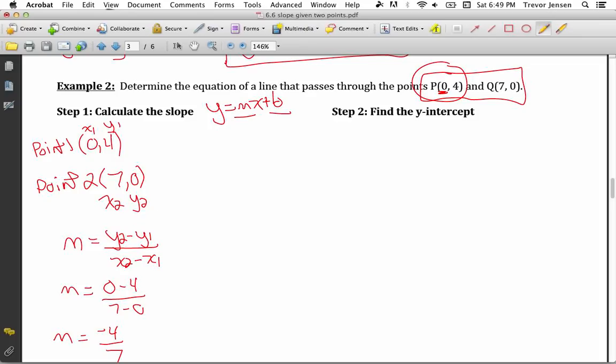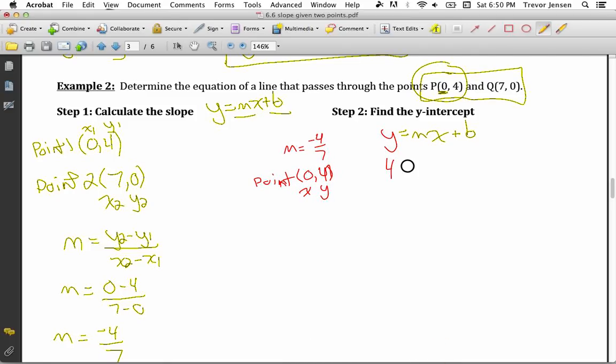So in order to solve for the y-intercept, I need to plug in for y, m, and x to solve for the b value. So I need to use my slope. So my slope is negative 4 over 7, and I need to use a point. I'll use my first point, 0, 4. So that point is my x and my y. So let's plug that in.